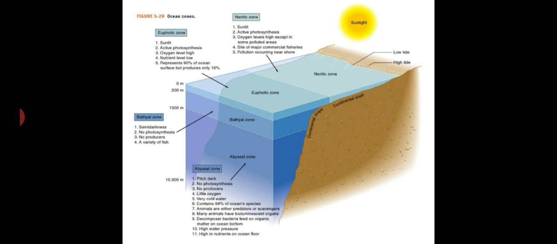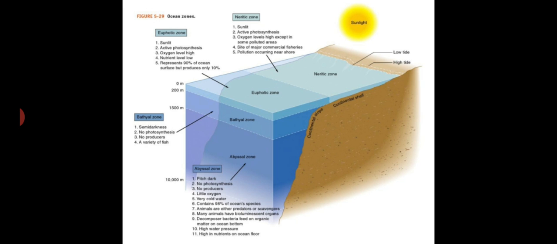The Neritic zone of the ocean is like the littoral zone of the lakes. It lies above the continental shelf, extends 10 to 200 miles away from the land. It contains relatively shallow water and receives abundant sunlight. Water in the Neritic zone is warm and well oxygenated.